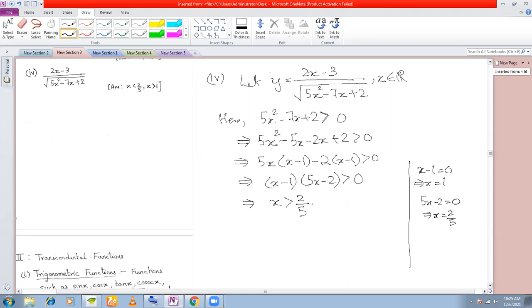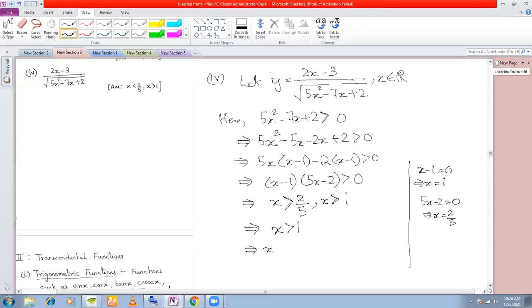And x must be greater than 1, right? By the method of intervals. So x greater than 2 by 5 and x greater than 1. If you combine these two inequalities, what is the condition that you are getting? I can simply call it x greater than 1, because if x is greater than 1, it will obviously be greater than 2 by 5, right?